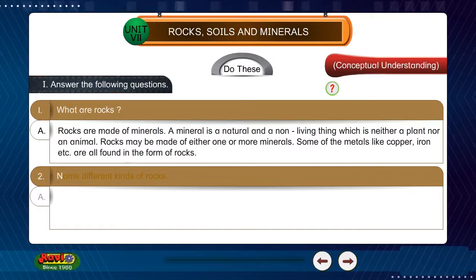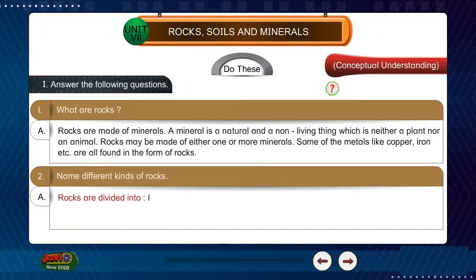2. Name different kinds of rocks. Answer. Rocks are divided into 1. Igneous rocks, 2. Sedimentary rocks, 3. Metamorphic rocks.